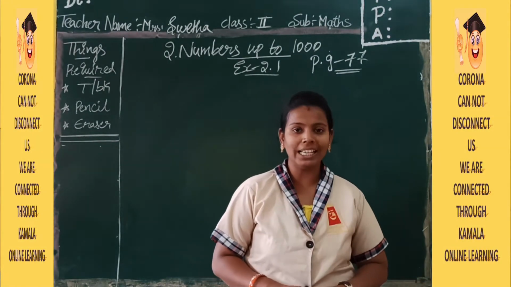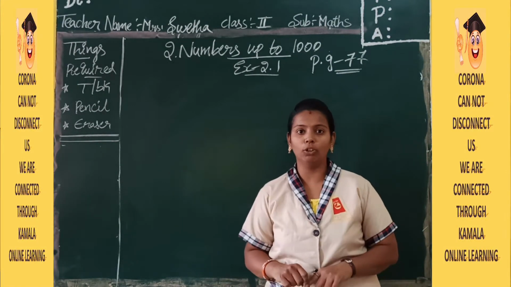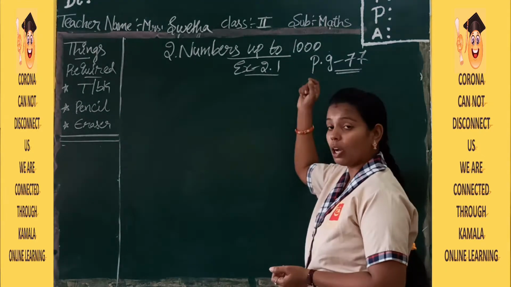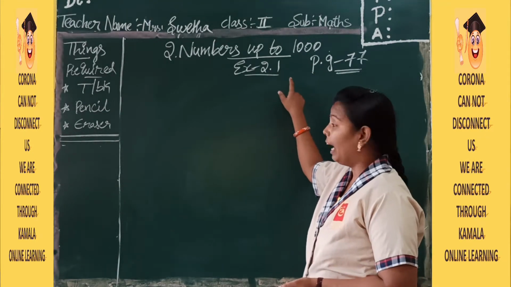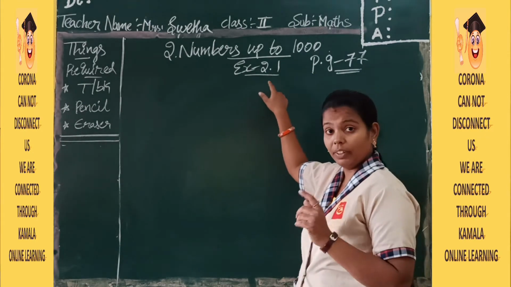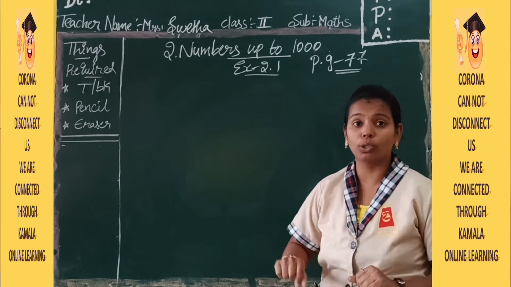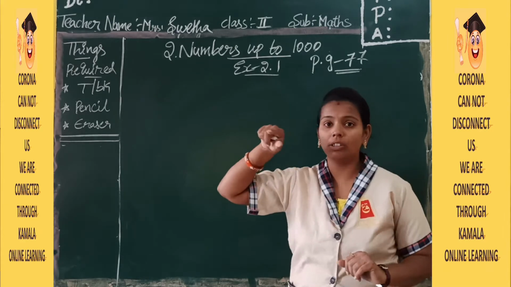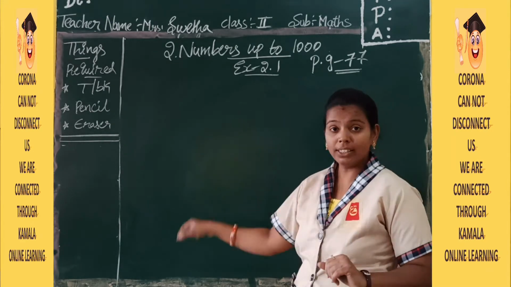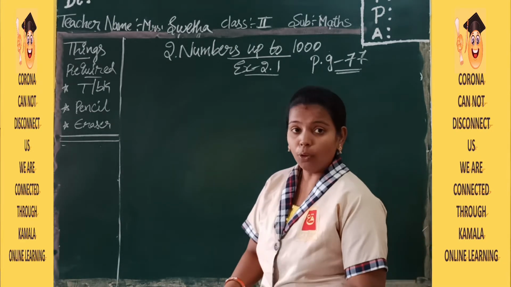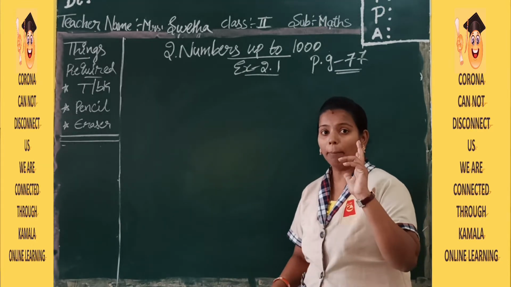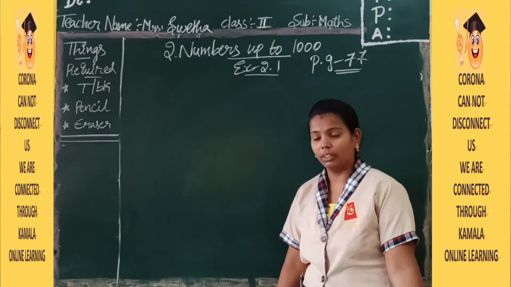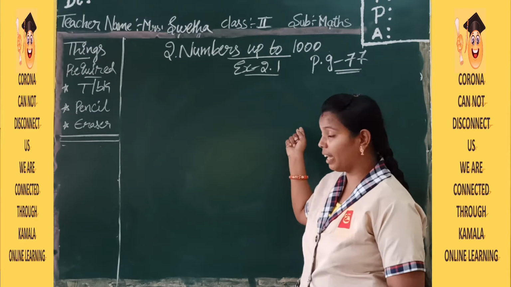In the previous class, we started our new chapter, numbers up to 1000. We have also started our new exercise, 2.1, and completed two number grids.